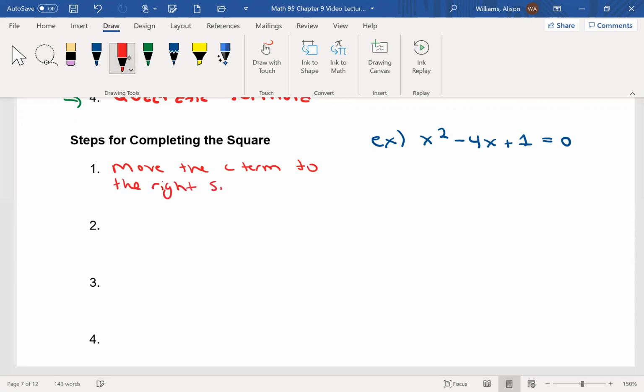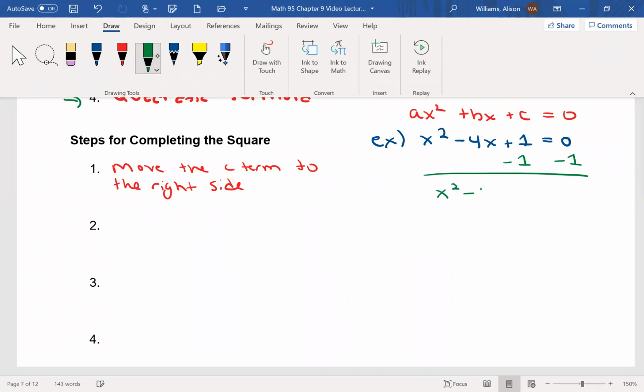The right side. And I'm referring to when we're talking about this being ax squared plus bx plus c. So c in this case is the 1. So I'm going to move the 1 to the other side, and I'm going to do it in a different color just so I can keep track. So I'm going to minus 1 from both sides, and what I'm left with is x squared minus 4x.